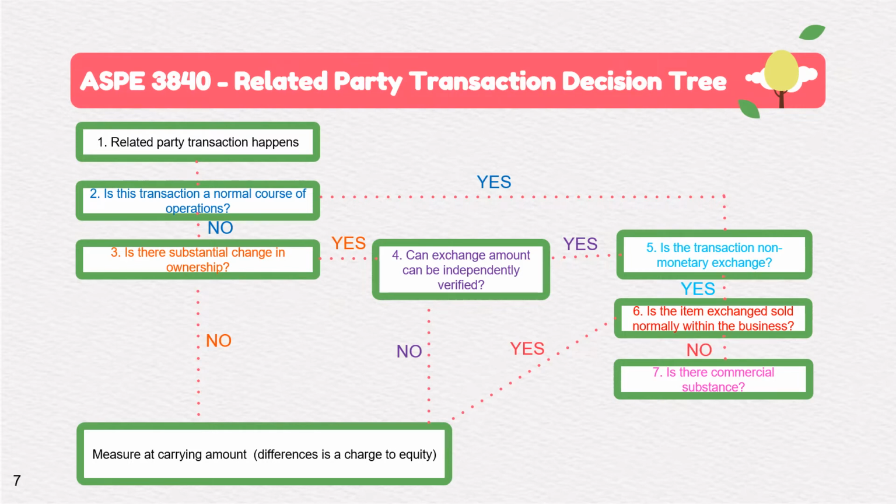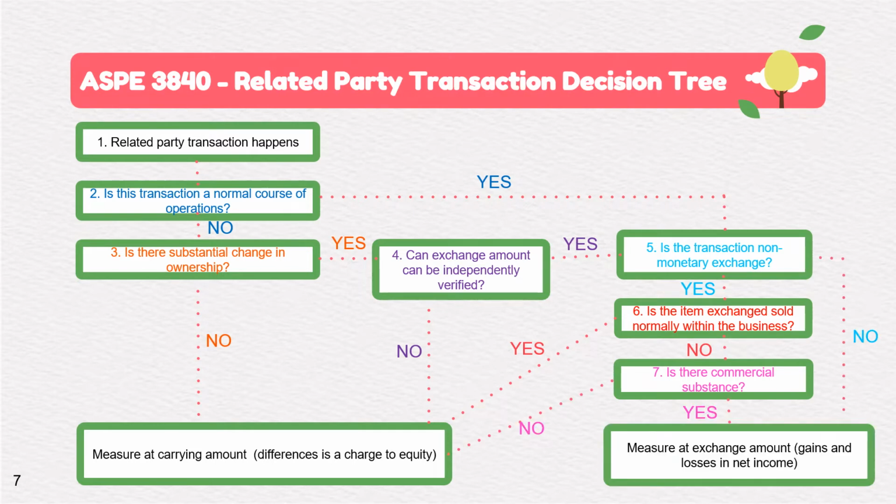However, if your answer is no, then you ask yourself, is there commercial substance? What does this mean again? It means that there's going to be a change in cash flow in the items that we're exchanging. If your answer is yes, then we're going with the exchange amount, which means any differences between what you're giving up and what you're receiving, those gains and losses go to your net income. If there is no commercial substance, you're going back again to carrying value.